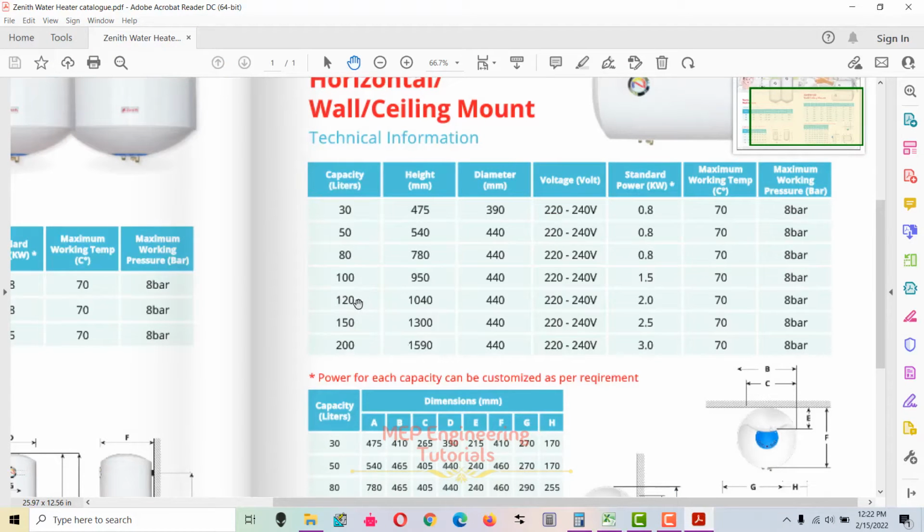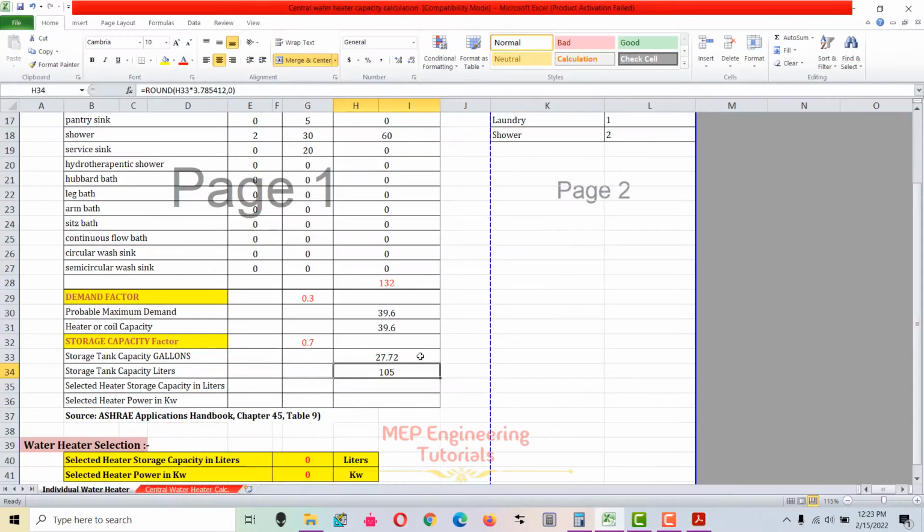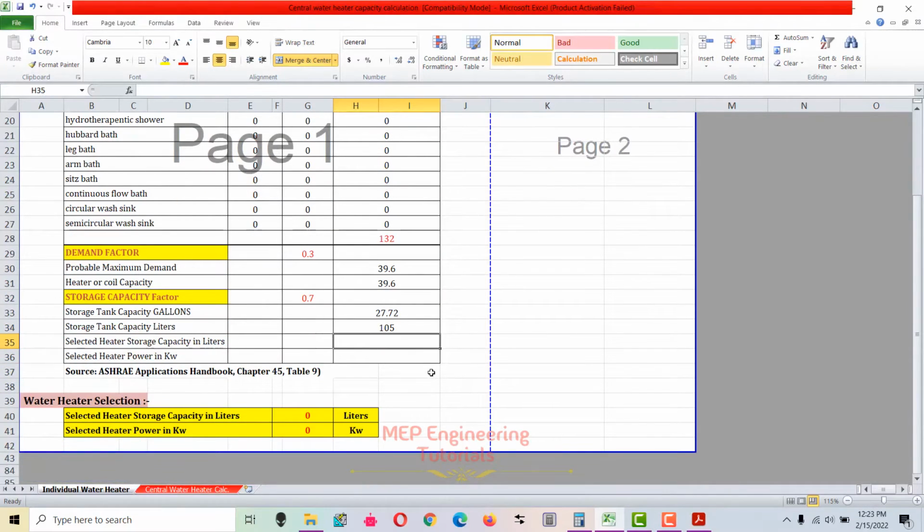So 120 is there, so we are going to select 120 liters capacity in here, and the standard power, if you see, is 2 kilowatt. So we'll select 120 liter capacity with 2 kilowatt power. So we have to write in here 120, which we select, and power is 2 kilowatt. As I write in here, the water heater selection is done. So selected hot water heater storage capacity in liters is 120 and power is 2 kilowatt.